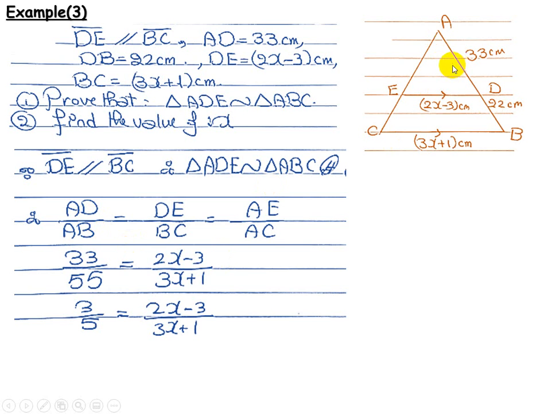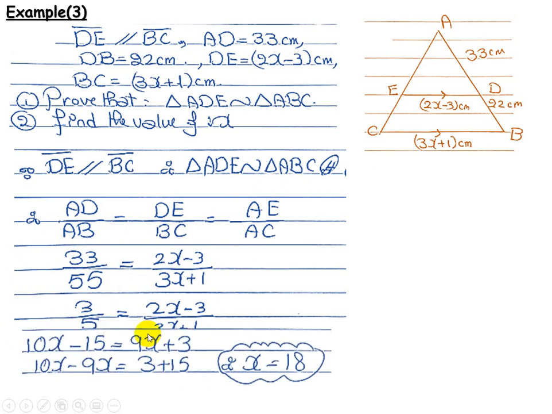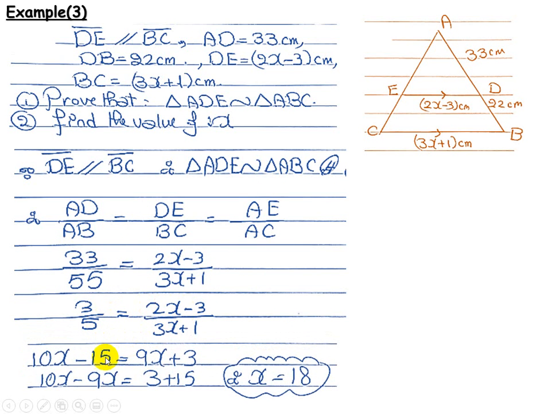AD equals 33, AB equals 55, DE 2x minus 3, BC 3x plus 1. 33 over 55 after simplifying will be 3 over 5. Then make cross multiplication, so 5 times 2x minus 3 equals 3 times 3x plus 1, which means that 10x minus 15 equals 9x plus 3. Moving 9x to the left side and 15 to the right side using the opposite sign, 10x minus 9x equals 3 plus 15, which means that x equals 18.